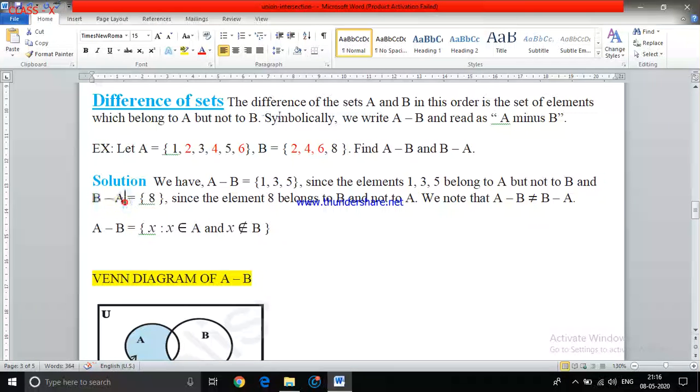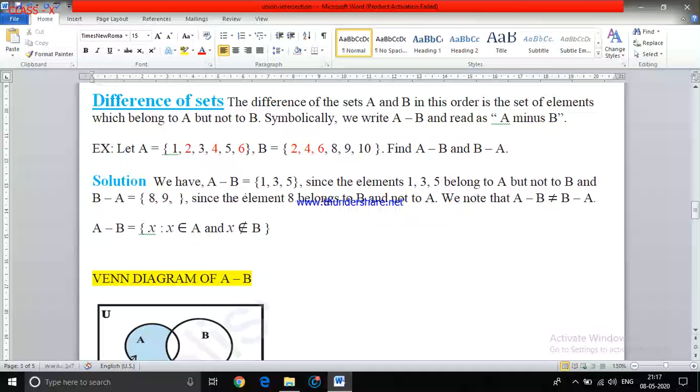Okay. So now I want B minus A here. Check 2. 2 is there in A. Yes. 4 is there in A. Yes. 6 is also there in A. 8 is not there in A, so B minus A has 8. Now for example, if I put some element 9, then 10 also, then I have to check. 8 I already checked. 9 is there in B, but 9 is not there in A, so B minus A will have 9. Similarly 10 is there in B, but 10 is not there in A, so 10 also will come in B minus A.